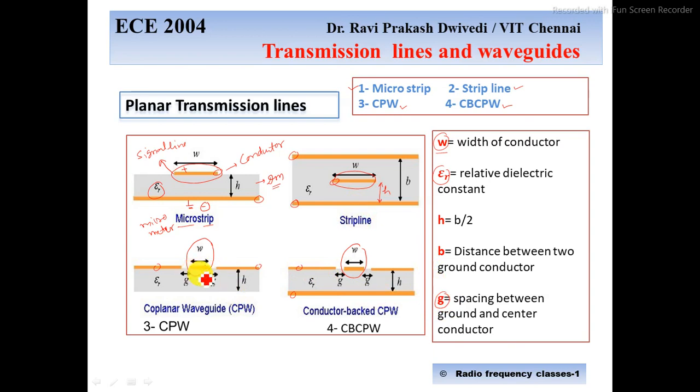When we talk about the coplanar waveguide, it is called coplanar because in the same plane we have the ground plane and also the signal plane. If you see here, the ground and the signal path both are in the same plane, that's why it is called a coplanar waveguide. And here it does not have the backside conducting plane. So we have everything in the same plane.